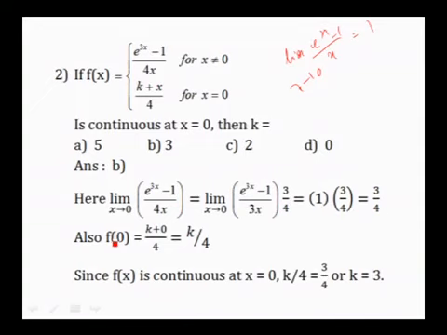Now f(0): in k plus x by 4, put 0 where x is, because when x equals 0 you get f(0). k plus 0 by 4 is k by 4. So these two must be equal since it is given that the function is continuous. In the definition of continuity we said the limit of f(x) as x tends to 0 must be equal to f(0). So this is continuous if f(0), that is k by 4, is equal to 3 by 4, so k is equal to 3. So option B is correct. Answer is B.